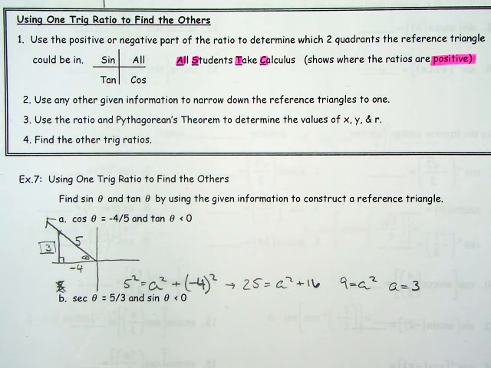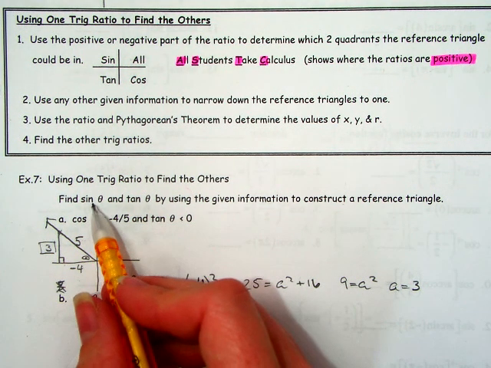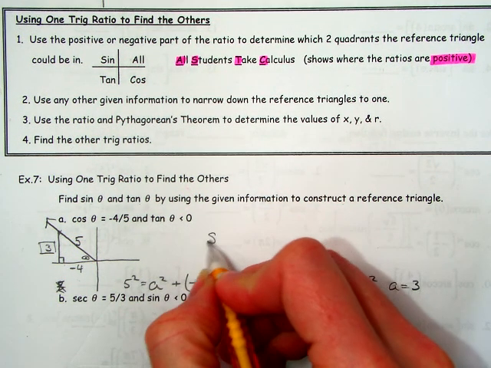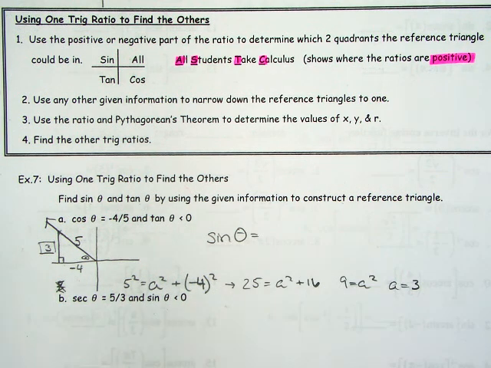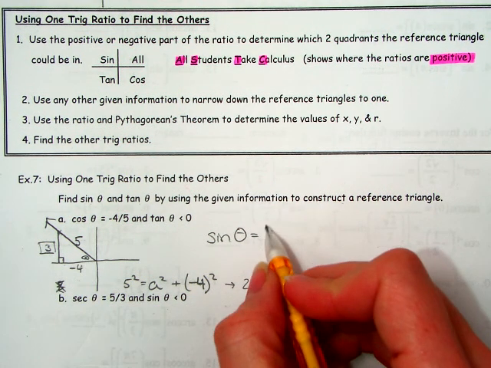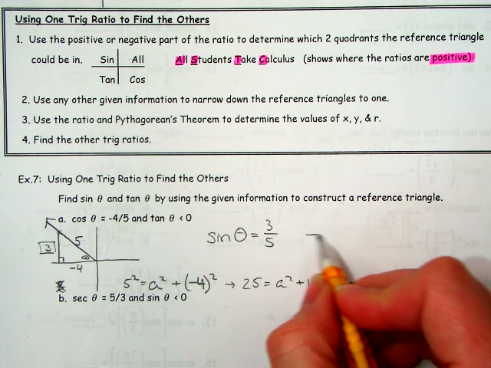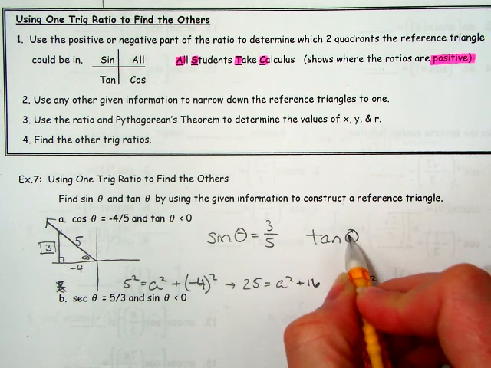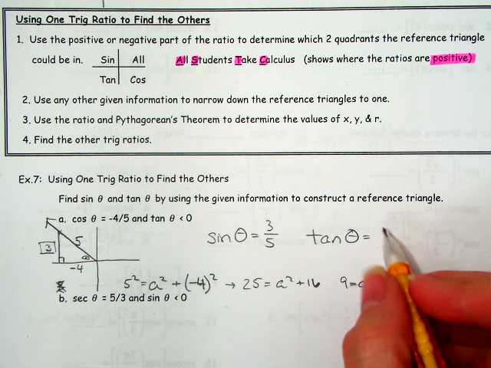Okay? And now that we know that third side, we can give all the remaining ones. And in this case, we're looking for sine and tangent. So our sine of theta is opposite over hypotenuse, 3/5. And our tangent for theta is opposite over adjacent, so -3/4.